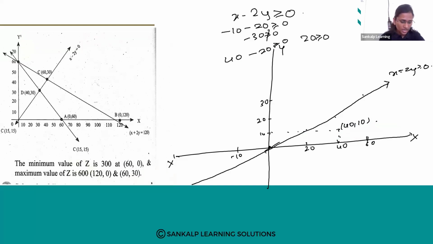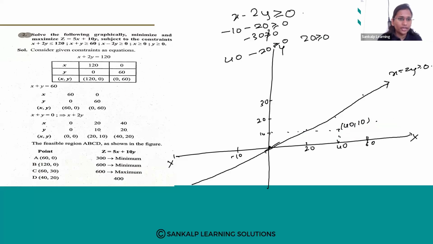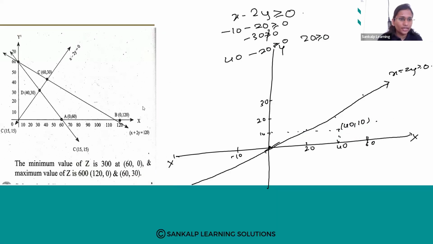Okay, so if you plot, this is your line. The first line was 60 and 60, then 120 and 60. This solution was towards the origin. The first one was towards the origin, and the second one was away from the origin. So this is away from the origin.